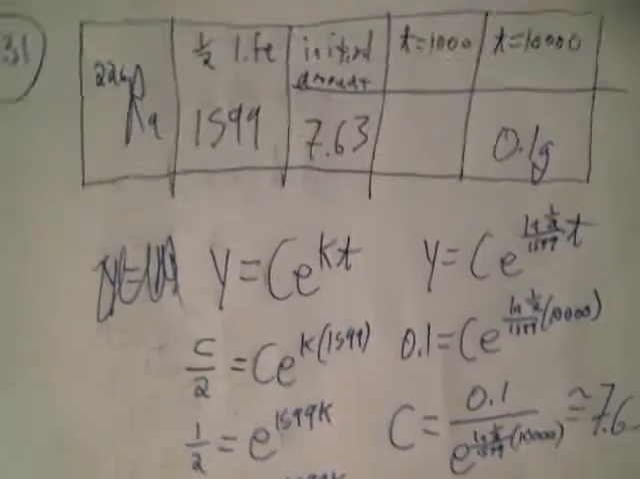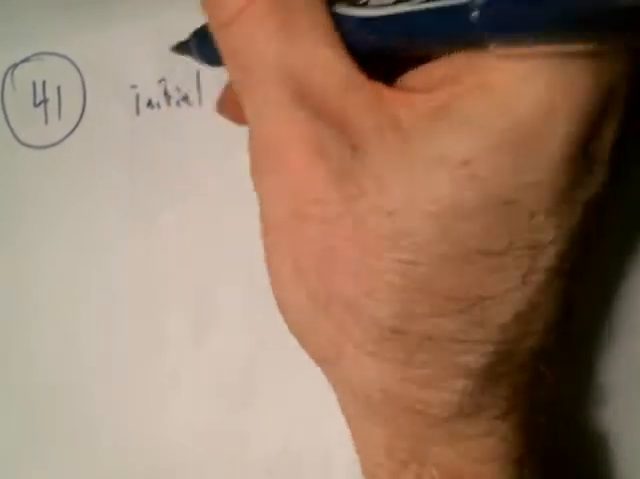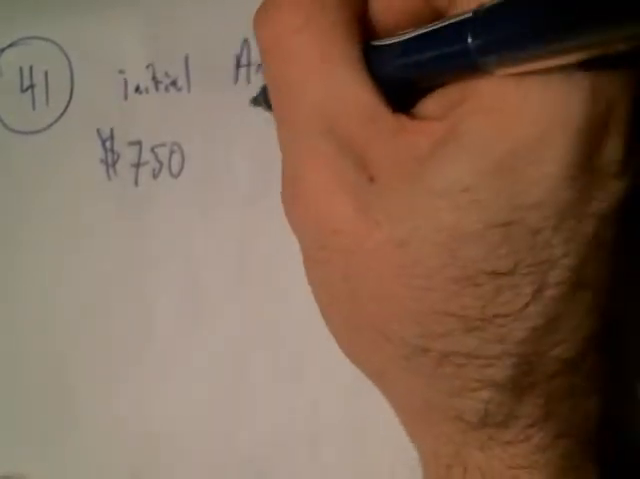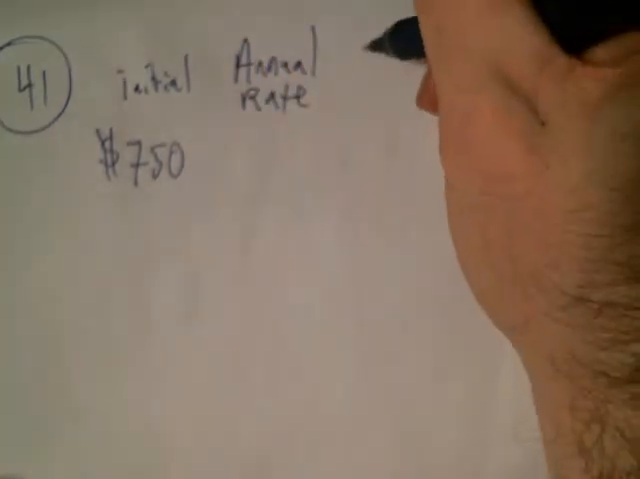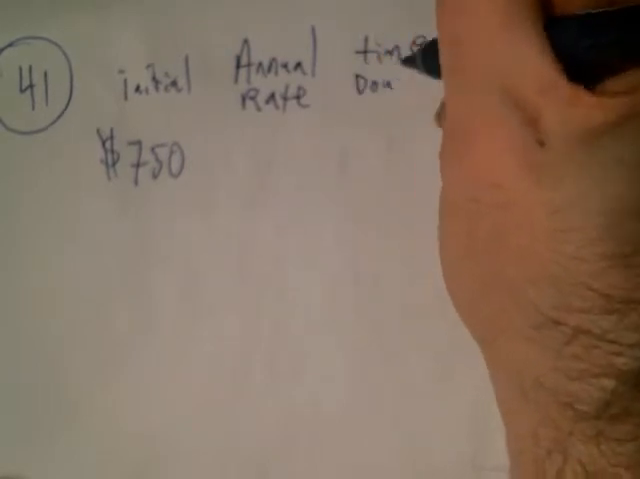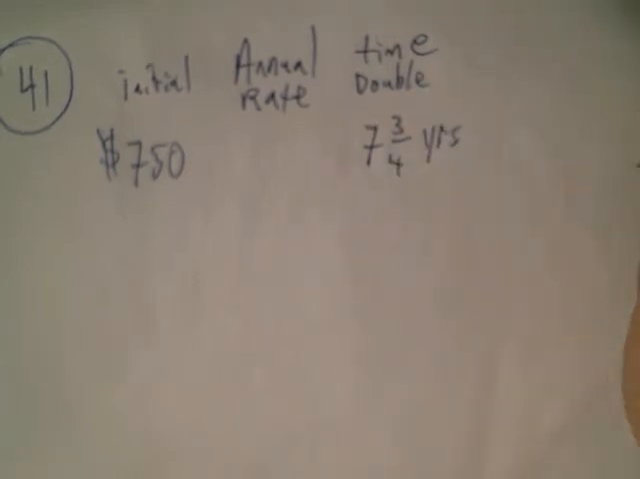The growth version of this problem, you'll see in economics. Basically you want to know maybe how long it takes for your money to double. So you'll be given maybe an initial investment, let's say $750. We don't know the annual rate. That's what we're looking for. We want our money to double in 7 3/4 years. And then we'll want to know how much we have after 10 years.